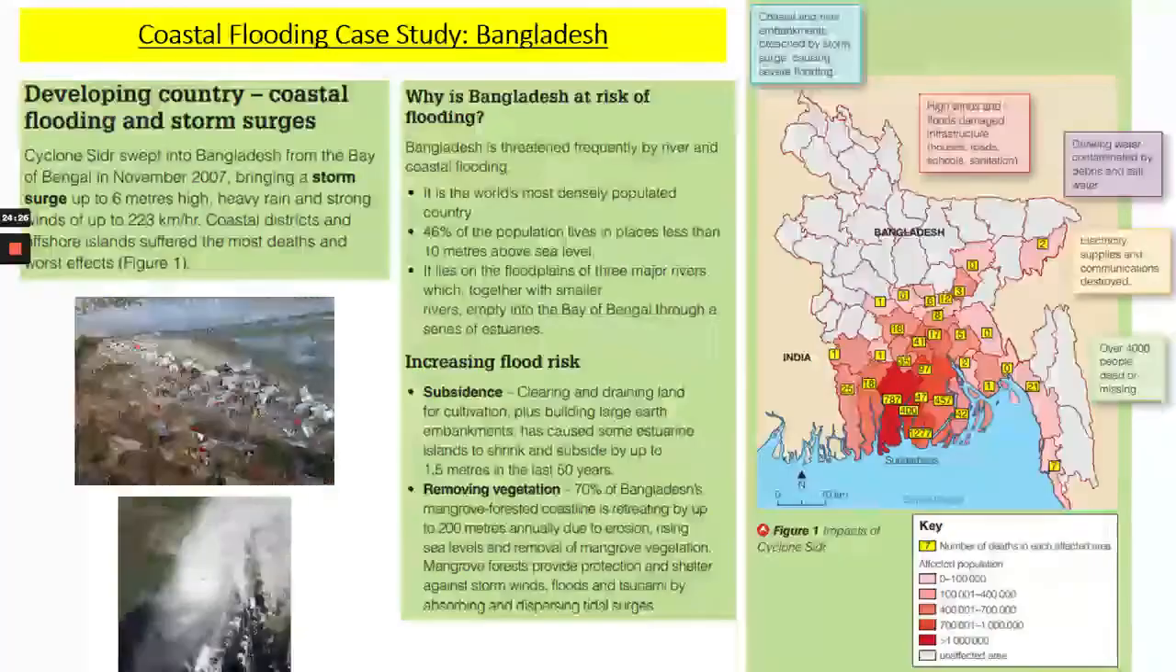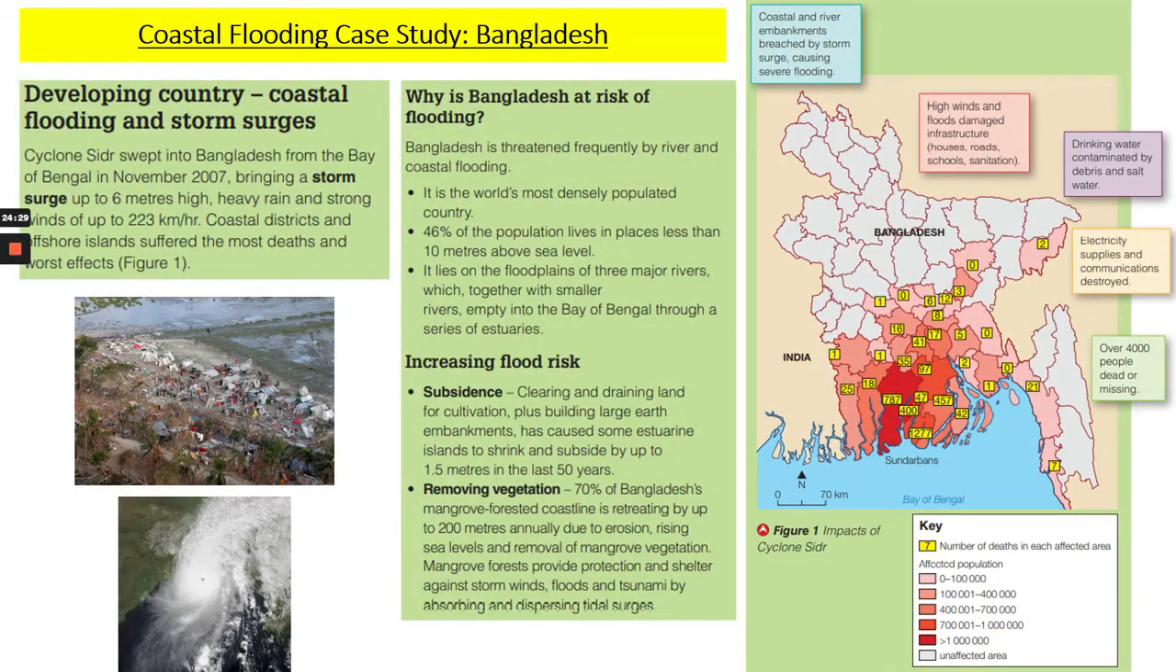And there is increasing flood risk as well, and that's due to the subsidence of the landscape, having largely soft rock, and also the removal of vegetation. There has been a 70% drop in mangroves across Bangladesh's coastline. Mangroves, of course, provide protection and shelter against storm winds and floods and tsunamis, and they absorb wave energy, they absorb tidal bursts and storm surges. So if there has been a removal of the vegetation for building and for urbanisation purposes, the risk of flooding along that coastline increases as a result.